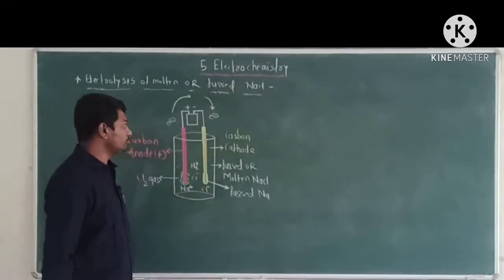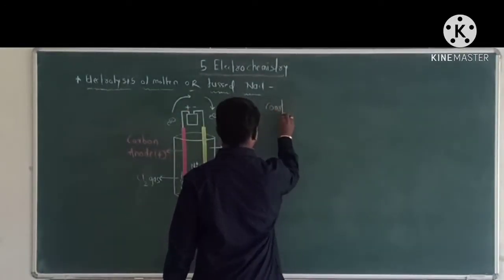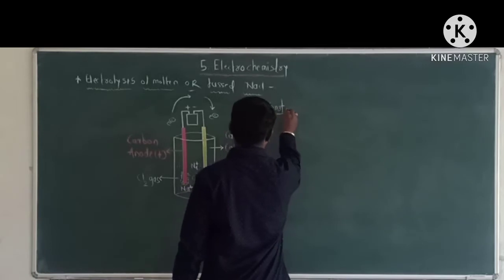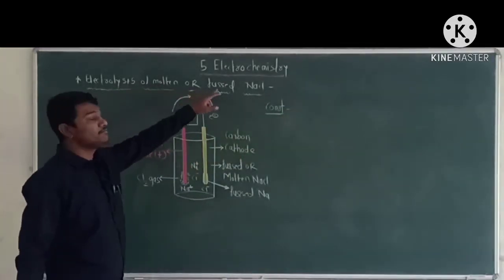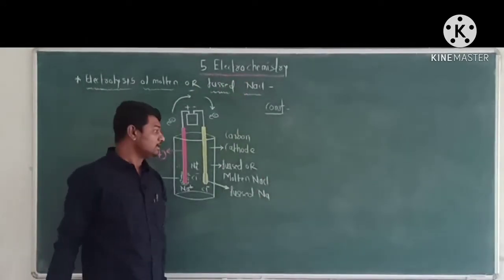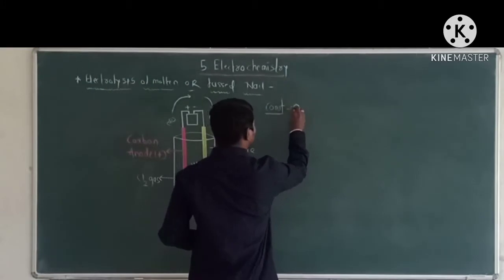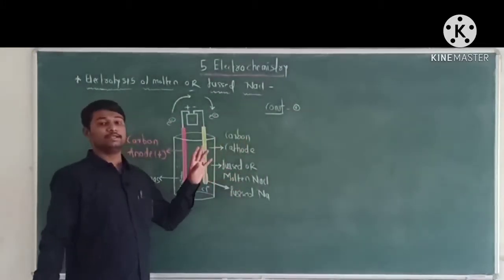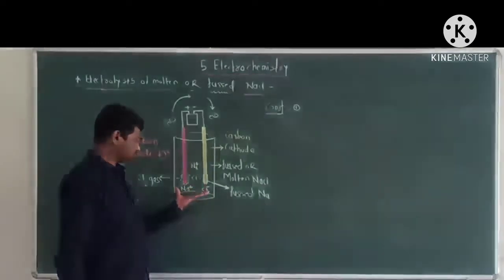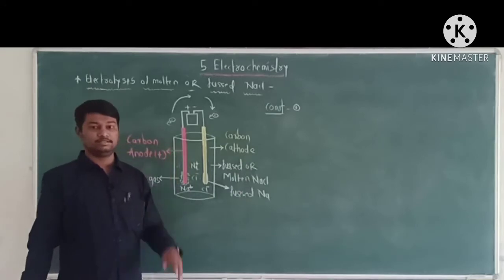Okay. Now first of all, the construction of electrolysis of a molten or fused NaCl. It consists of, first point, a container that contains fused or molten NaCl.